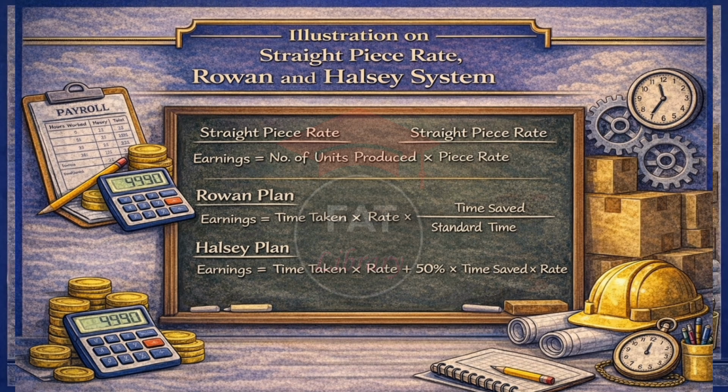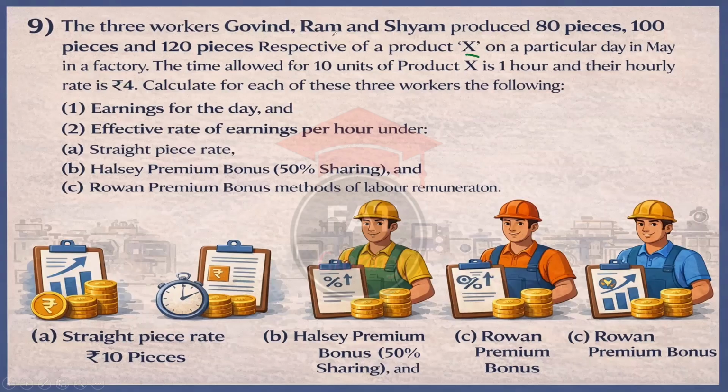So let us start. The three workers Govind, Ram and Sham produced 80 pieces, 100 pieces and 120 pieces respectively of a product X on a particular day in a factory. The time allowed for 10 units of product X is 1 hour and their hourly rate is 4 rupees. Calculate for each of these three workers the following.